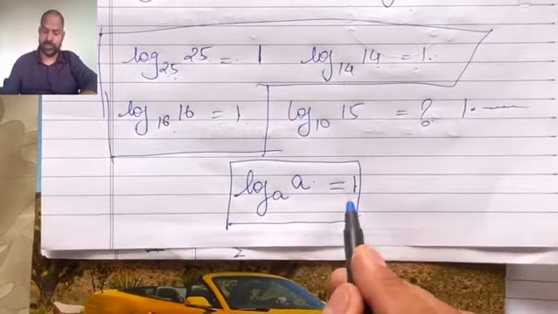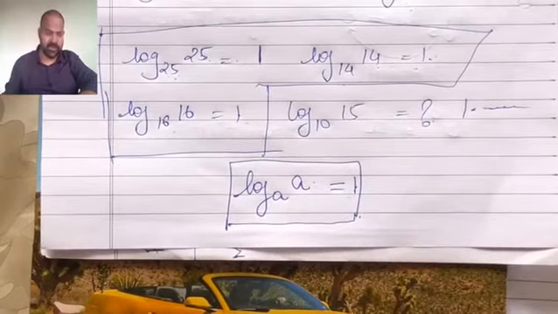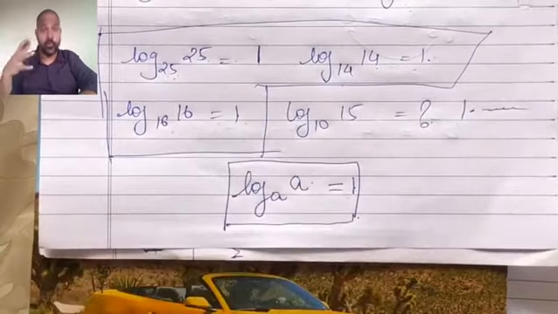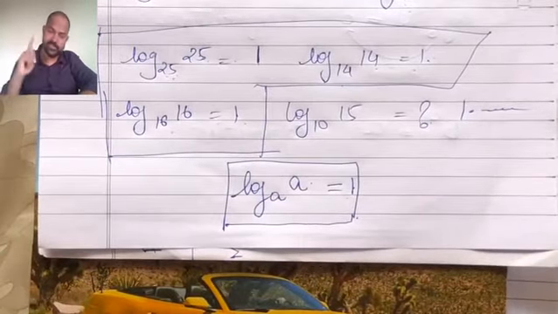So log a to the base a is 1, log x to the base x is 1, log p to the base p is 1, log q to the base q is 1. Log of 4.86 to the base 4.86 is 1.